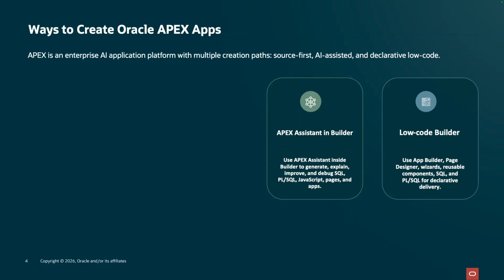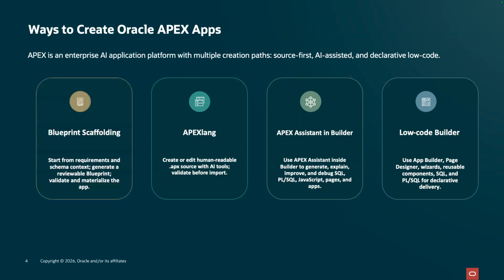And now with 26.1, we have Apex Lang, which I already explained to you. It's a human-readable, file-based representation of your Apex metadata. And then we also have something called blueprint scaffolding. This is a spec-driven development approach, which we're going to talk more about in the coming slides. On a high level, it means that if you have a requirement document, we can transform that using AI into a fully functional Apex application. So these are the two approaches we're going to explore further in more detail in the coming slides.